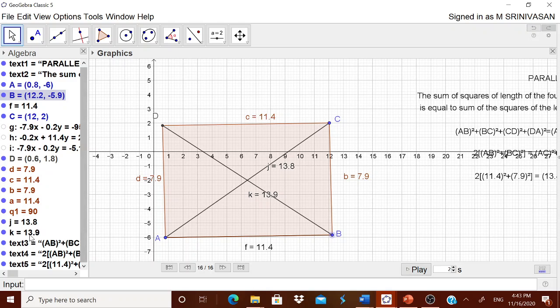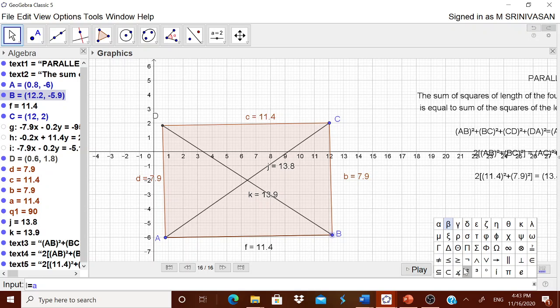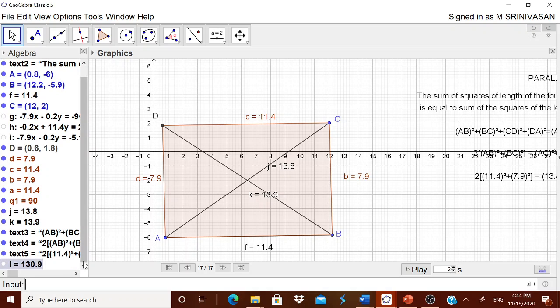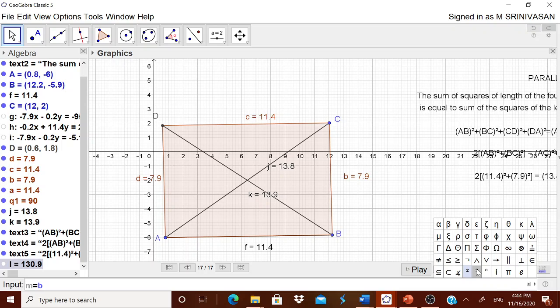It has come up to K. You see, I is used, J is used, K is used. Therefore from L you can make use of it. In the input bar, let us type small l is equal to A square, that is, the side squared, the whole square. Automatically it will come over there. Then we can use M. M is equal to the other side, B, the whole square.